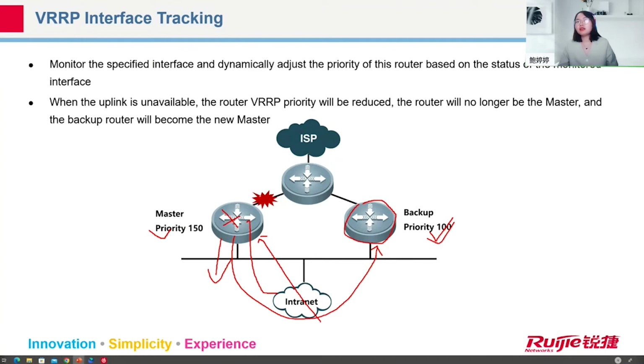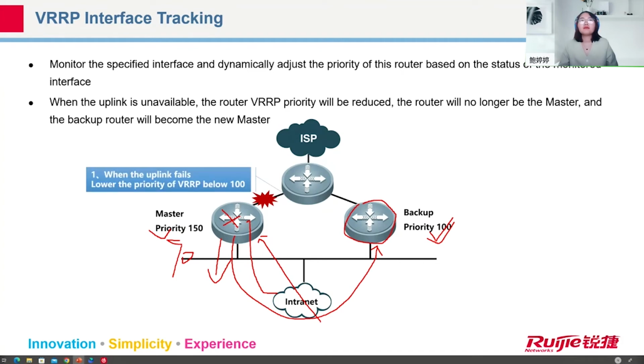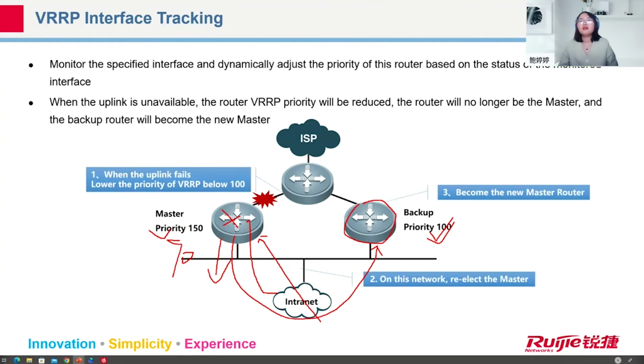If I detect the link is broken, I can directly reduce my priority, for example, to become 90. 90 is lower than the backup one. The backup one will become a new master. So this is VRRP interface tracking. Okay, so this is the process, right?